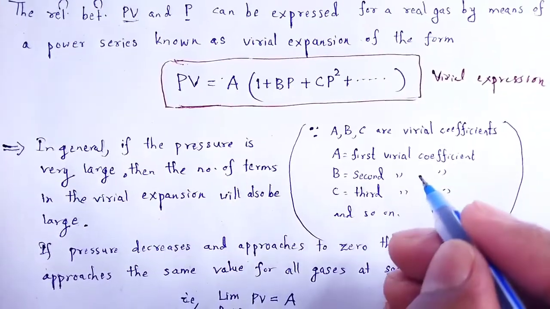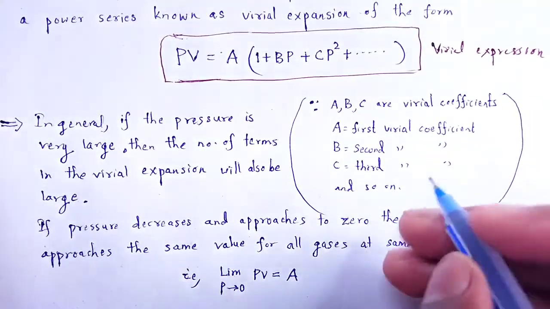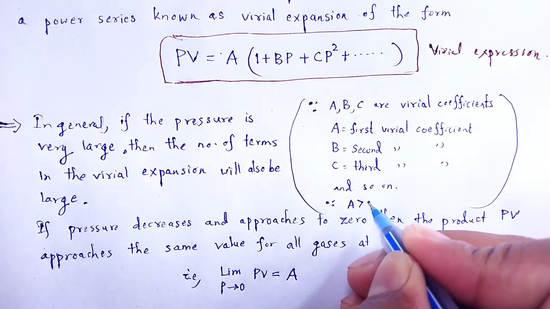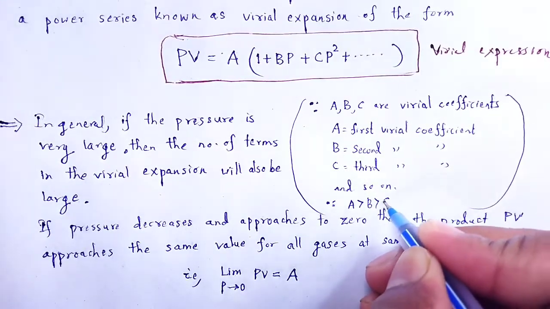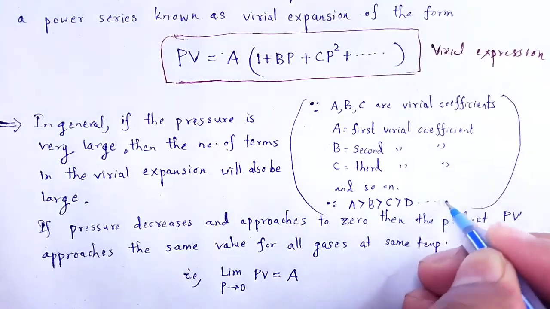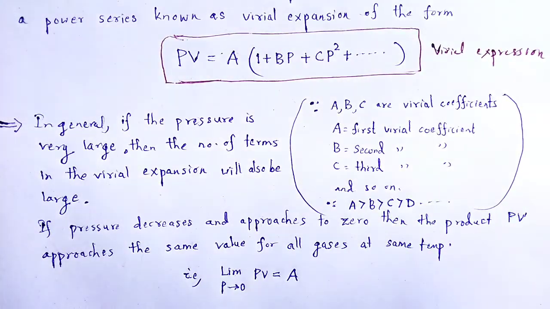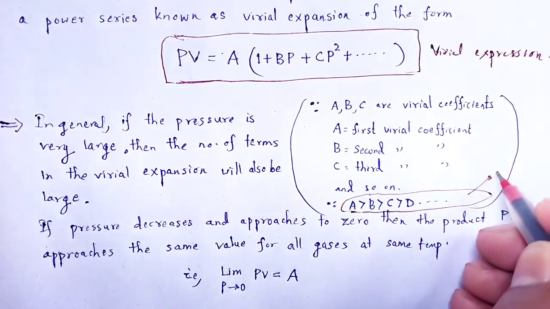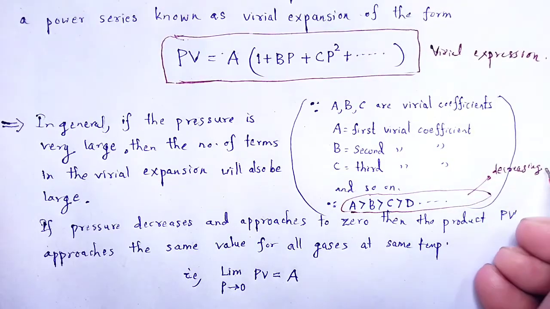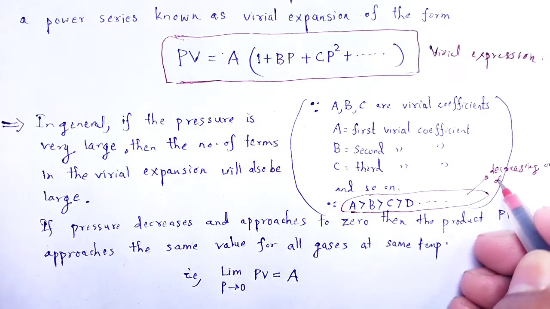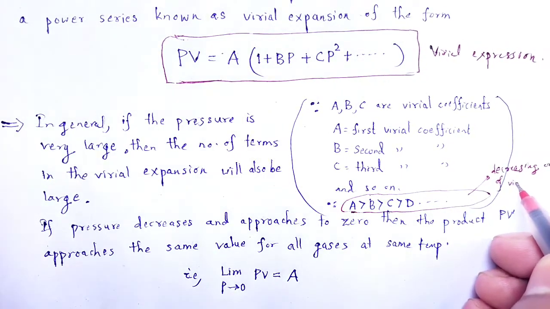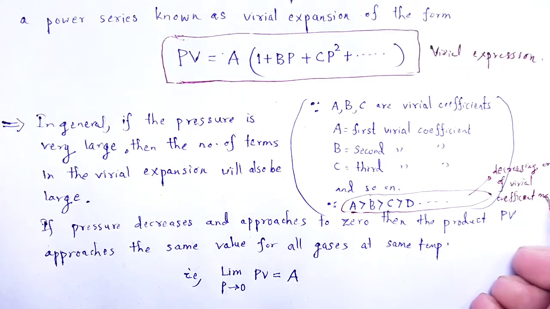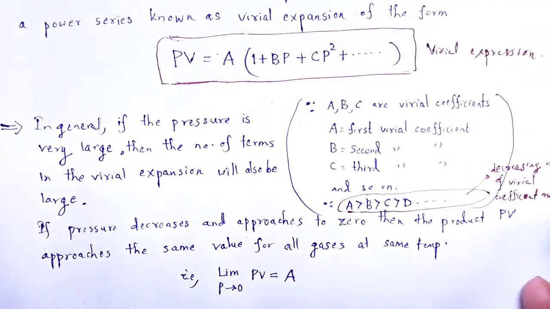Look at here, the virial coefficients are decreasing in magnitude, which means the value of A will be greater than the value of B, greater than the value of C, greater than the value of D, and so on. This is the decreasing order of virial coefficient magnitude.